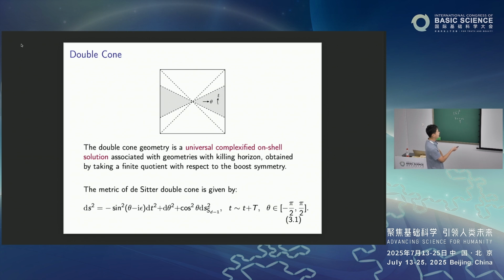Such a quotient will satisfy the Einstein equation everywhere except at the tip of the horizon. That requires an i epsilon description. And that's a standard trick for the double cone geometry: you deform the radial contour, instead of going from minus infinity to plus infinity, slightly through the lower half of the imaginary plane. So more concretely, the metric of the de Sitter double cone is given by the following metric. The i epsilon description makes the geometry smooth everywhere.